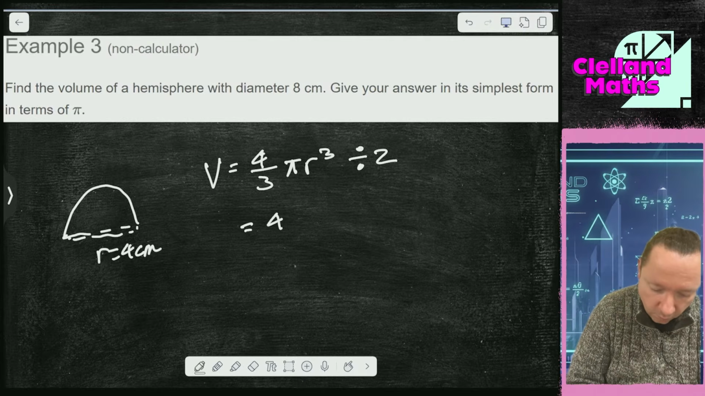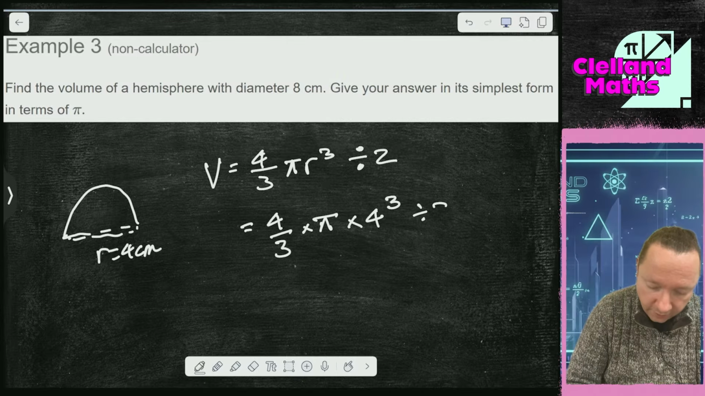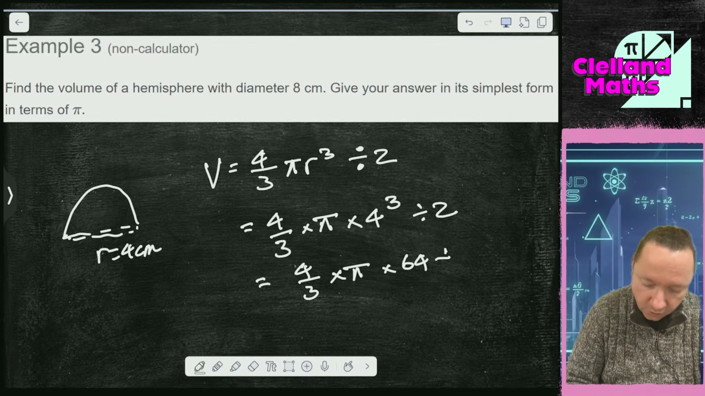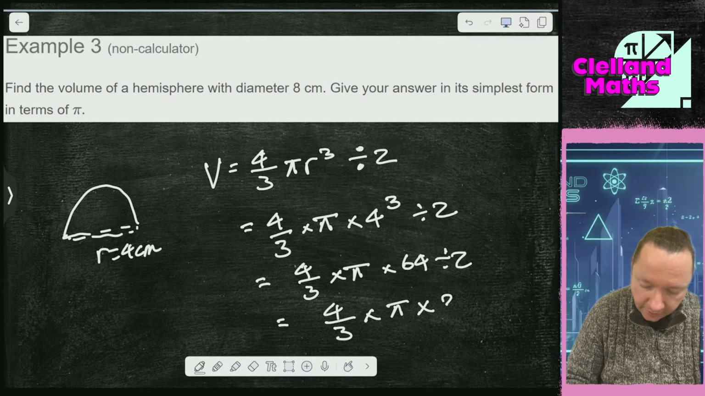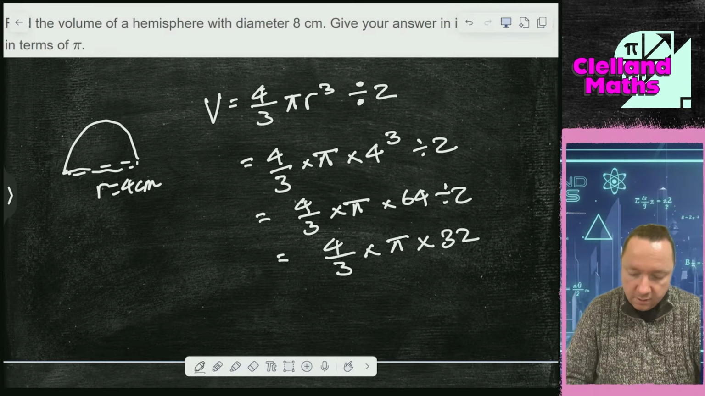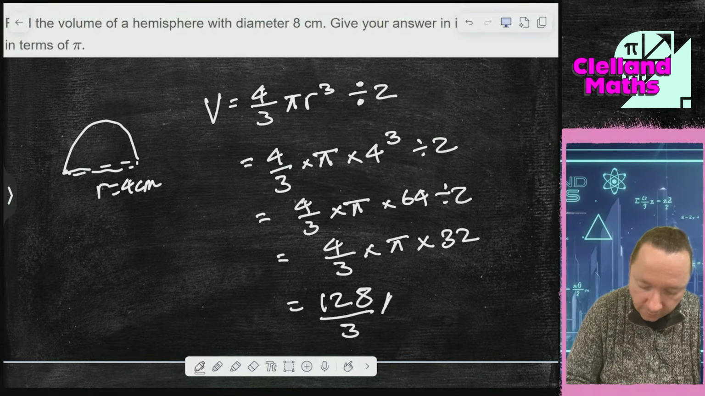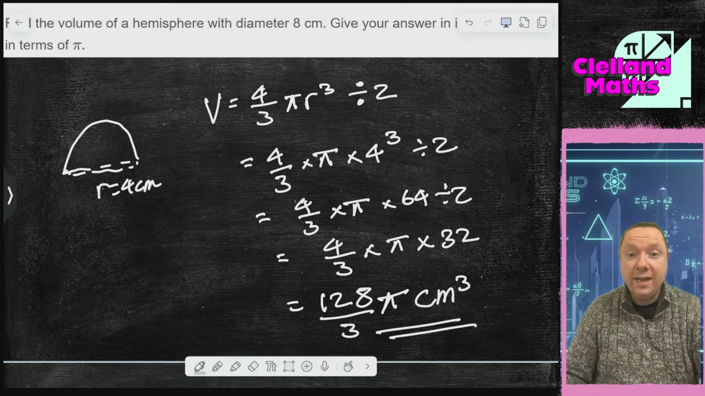So that equals 4/3 times pi times 4 cubed, but then a half of that, or divide by 2 at the end. 4 cubed: 4 fours is 16, times 4 is 64, divided by 2. So that's 4/3 times pi times 32. 3 doesn't go into 32, so I can just times it by 4. 4 2s is 8 and 4 3s is 12. So that's 128 over 3 pi. And the units were still centimeters, so centimeters cubed. That's about as good as I'm going to get, so I'm done there.